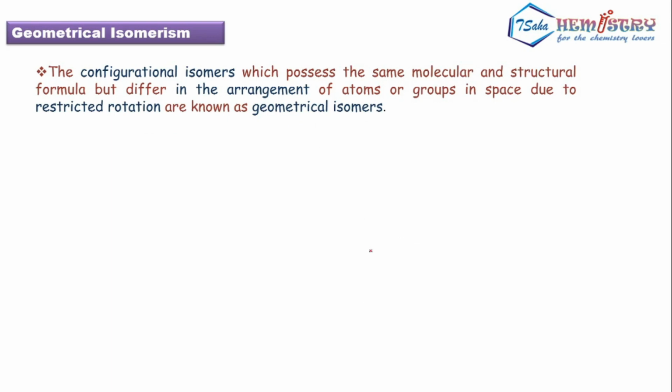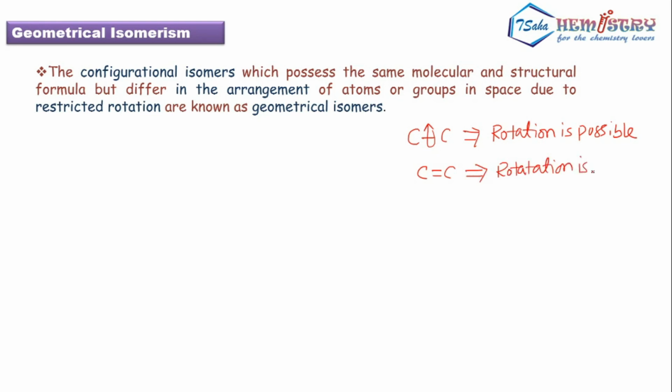This is very important. Suppose you have a carbon-carbon single bond, then you know that this carbon-carbon single bond can rotate. Okay, so rotation is possible over here. Rotation is possible, mind it. But if you have a carbon-carbon double bond, then rotation is not possible at all. Rotation is not possible. And because of this, you are getting geometrical isomerism.